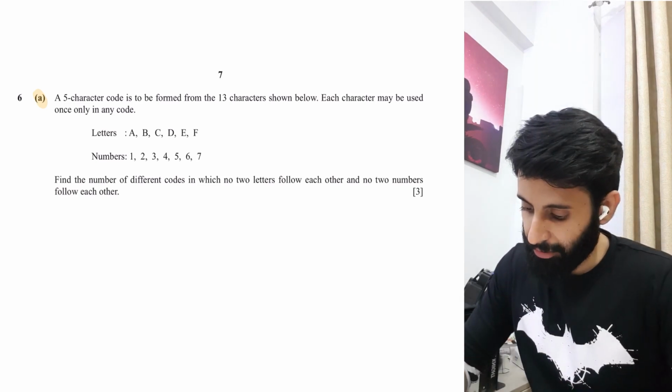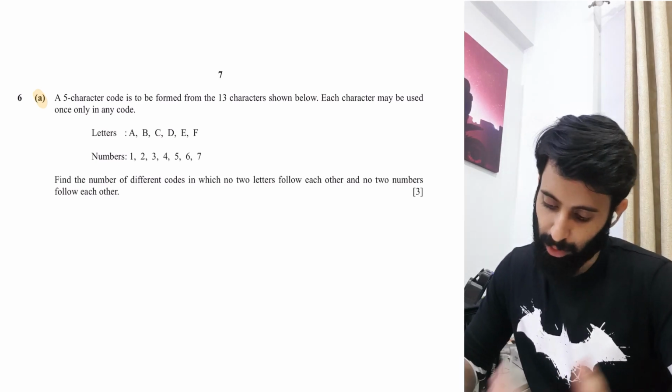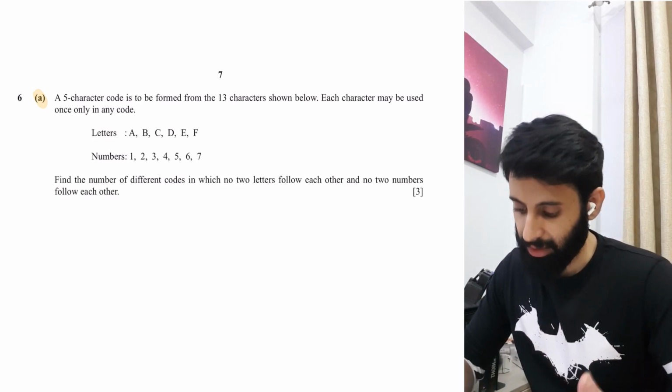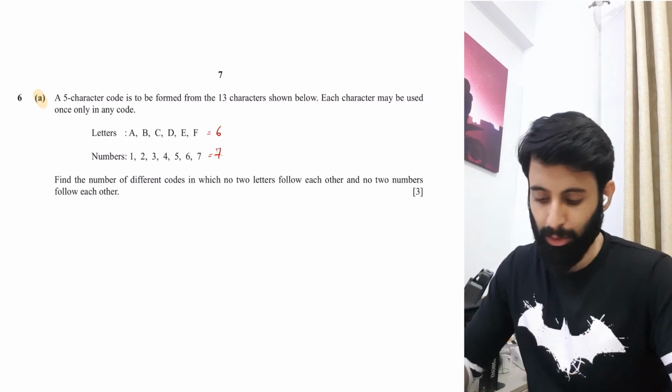It says here a 5-character code is to be formed from all the 13 characters shown below, and you can see that we have 6 letters and 7 numbers. So I should just put in letters equals 6 and numbers equals 7 so that I know what the total is.